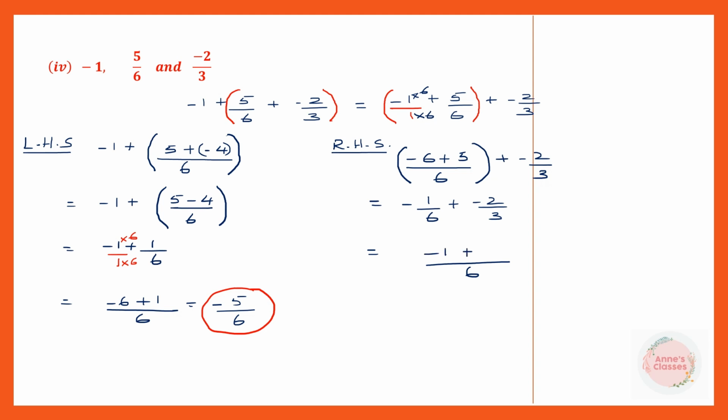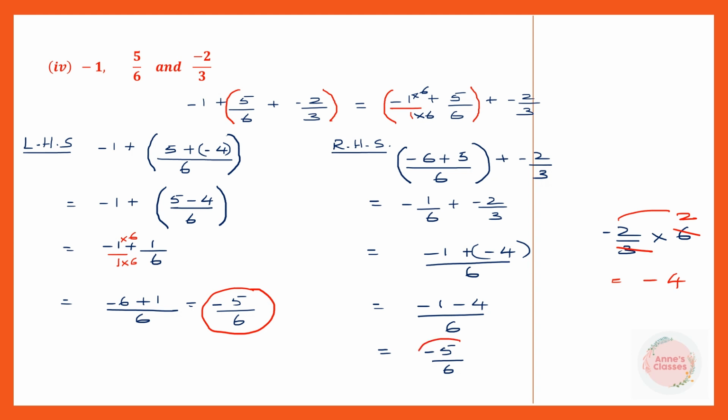Take the second rational number, that is minus 2 by 3. Multiply it by the LCM 6. Cancel 3 and 6. 3 2s are 6. Multiply these two. Minus 2 into 2 is minus 4. So we can write that here, minus 4. Now let's remove the brackets. It becomes minus 1 minus 4 by 6. Signs are the same. Minus 1 minus 4. So add it up. Put the same sign and add. 4 plus 1 is 5 by 6. So on the right hand side our answer is minus 5 by 6. On the left hand side too we got minus 5 by 6. That means left hand side is equal to right hand side and we have verified it.